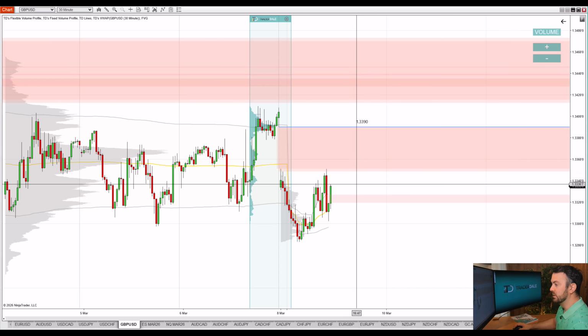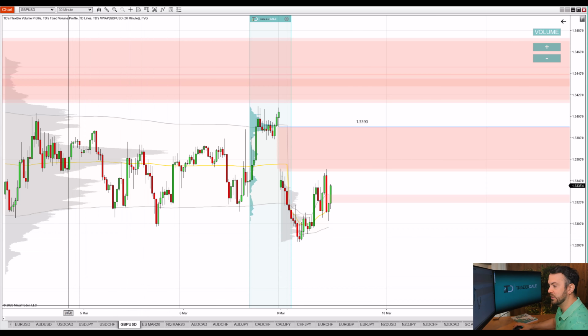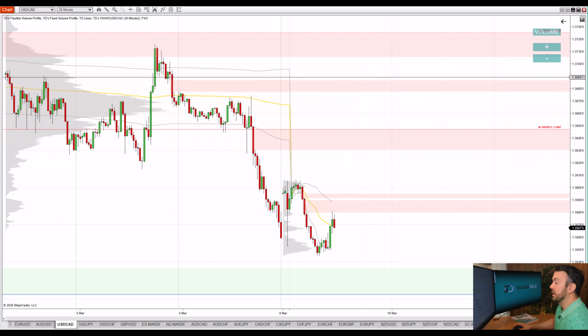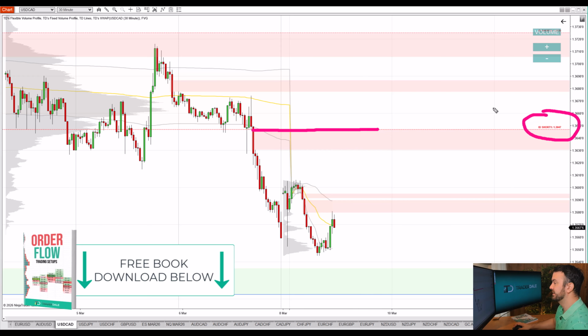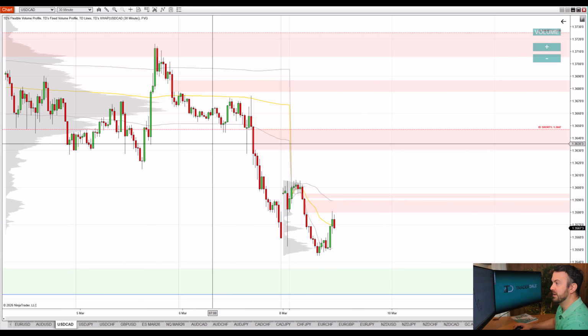Okay, so let me now go over to the next trading idea. The next one is on the US dollar Canadian dollar. So this is the US dollar Canadian dollar. In here I want to show you a resistance which formed on Friday. This is the resistance at 1.3647, and let me show you what this is based on.